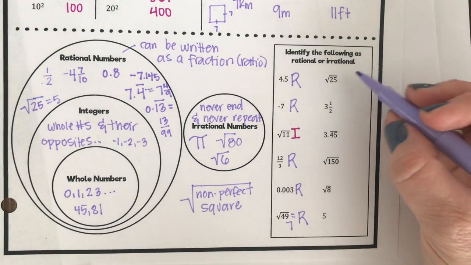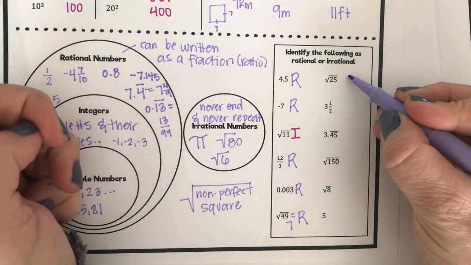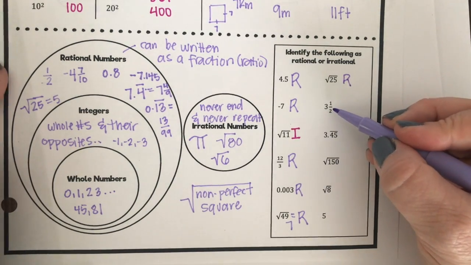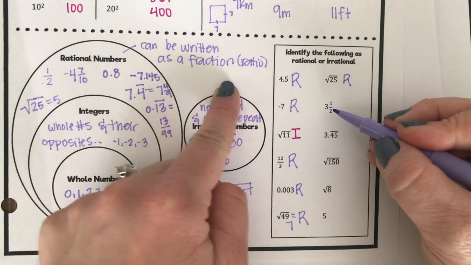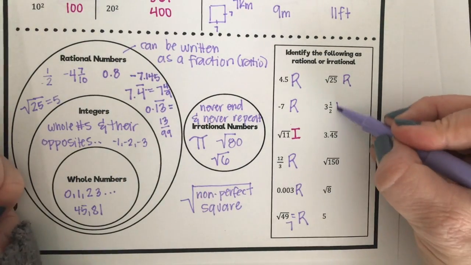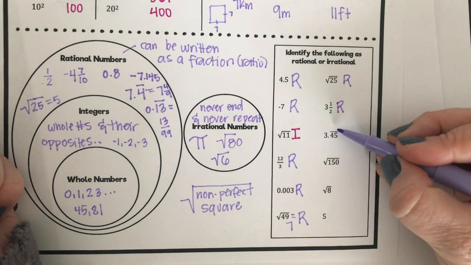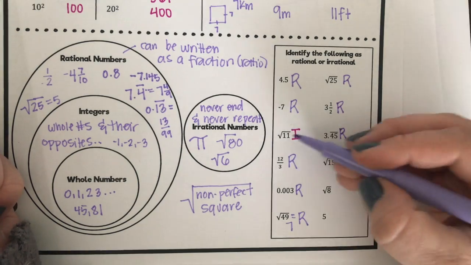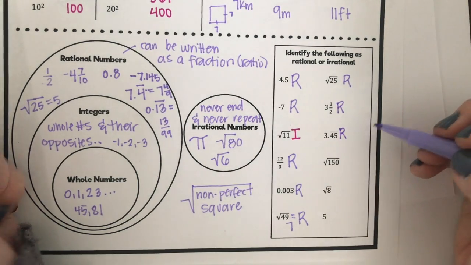Okay, the square root of 25, I know that's 5. That's a whole number, it's rational. 3.5, I'm writing it as a fraction. That would give me 3.5. That ended, so therefore it's rational. 3.45 repeating, that's rational because irrational never ends and never repeats.